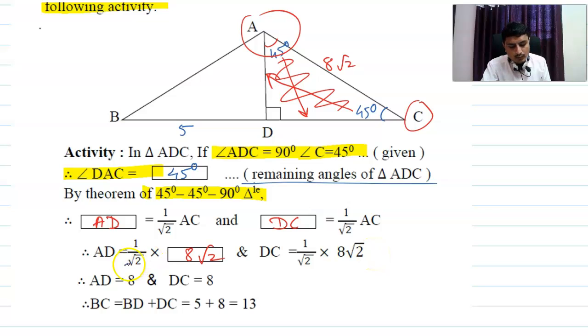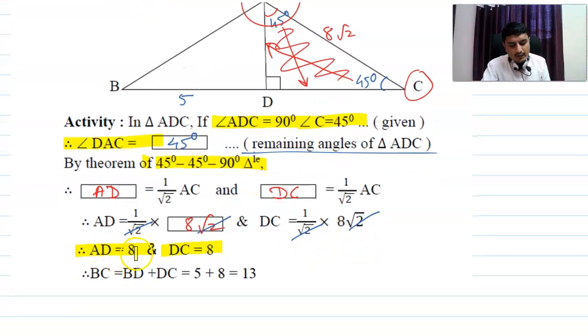Now root 2 and root 2 from numerator and denominator get cancelled, so the value of AD is 8. Same thing for DC, root 2 and root 2 get cancelled, so DC equals 8. Now once we have AD equals 8, our target is to evaluate the value of BC. Since points B, D and C are collinear, BC becomes BD plus DC.